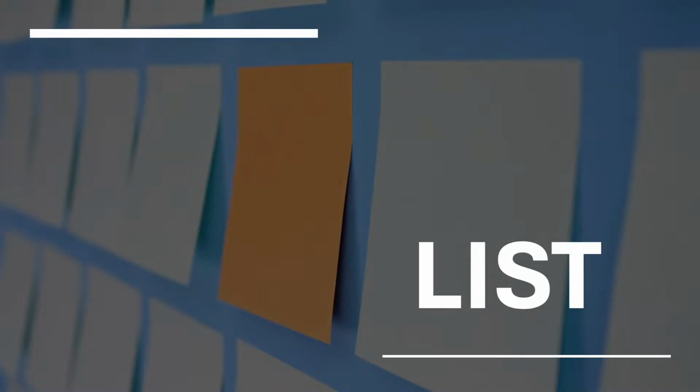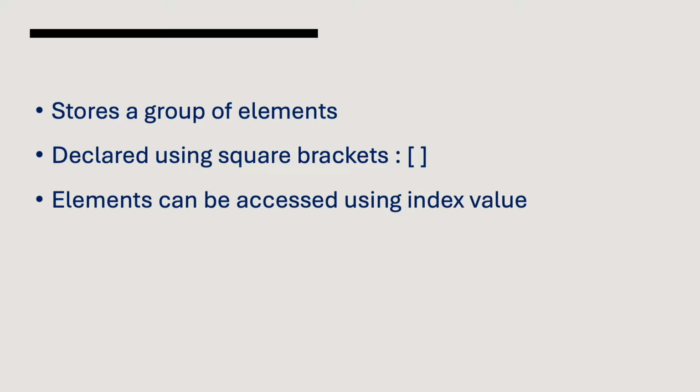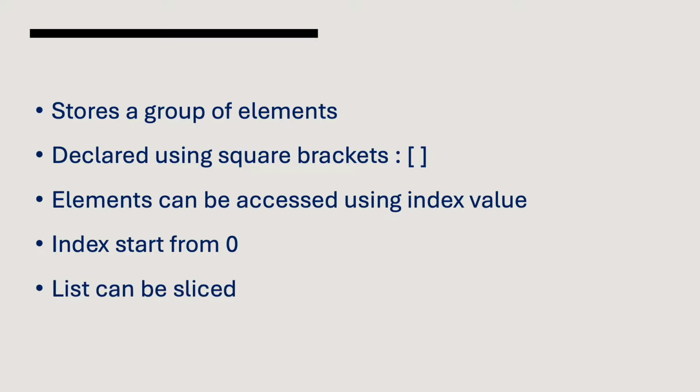Let us see some important points in the list data structure in Python. A list is a type of data structure that allows us to store a group of elements. In Python, a list is declared using square brackets. Every element can be accessed using an index value. The index of elements starts from 0 for a list. In fact, in Python, all indexes start from 0. A list can be sliced in the same manner as we slice a string. Let us now move to the coding section to deep dive into the list data structure.